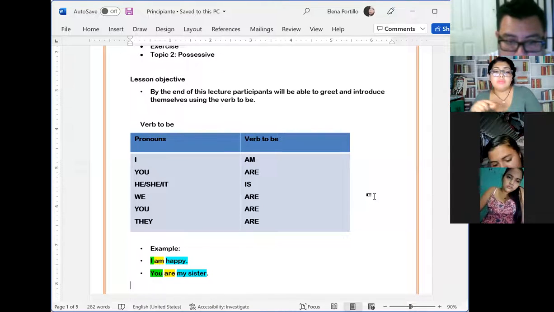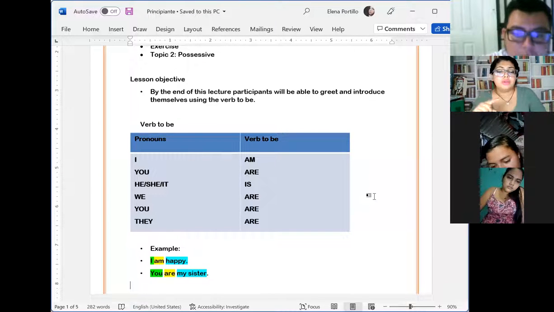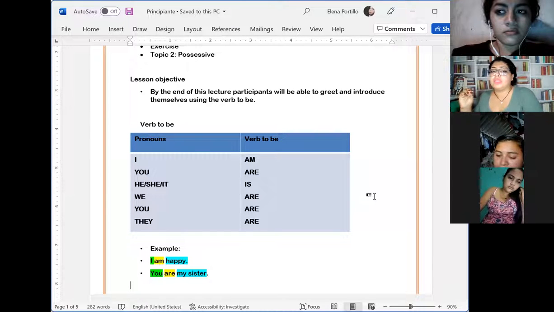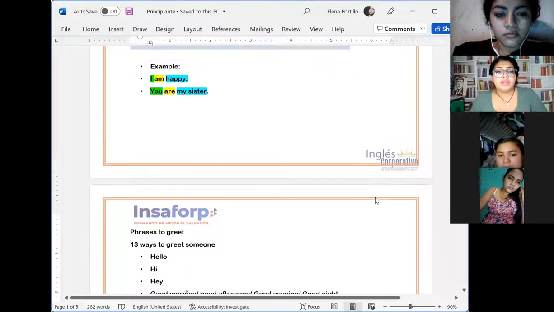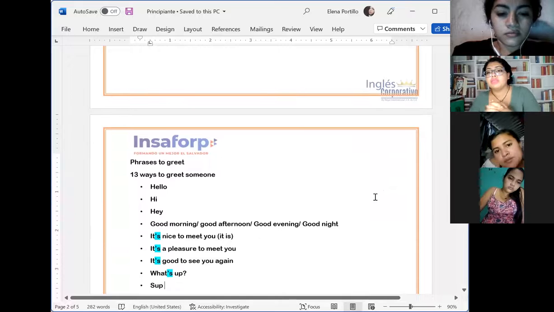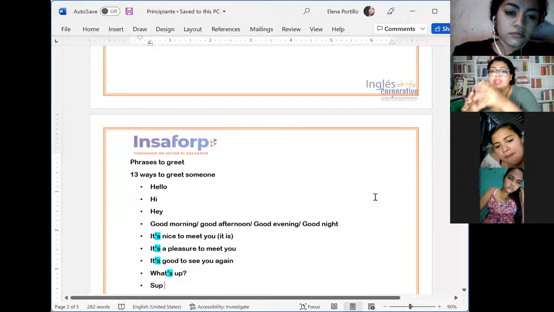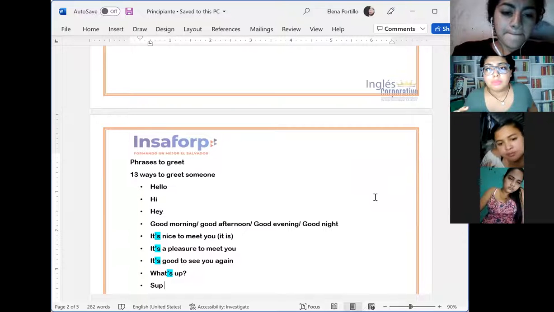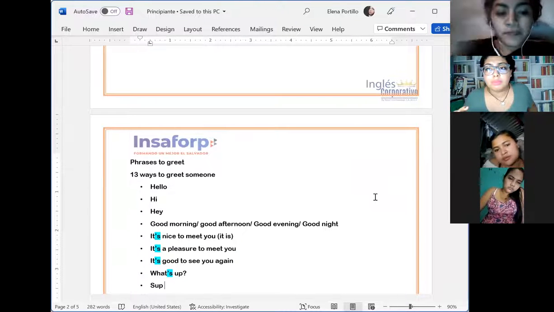Then we have some examples. I am happy. You are my sister. Those are basic sentences that we can use in present simple. So then we have the phrases to greet. También vimos las frases para saludar. Teníamos 13 maneras de poder saludar a las personas de manera formal, informal y muy, muy informal, ¿verdad?